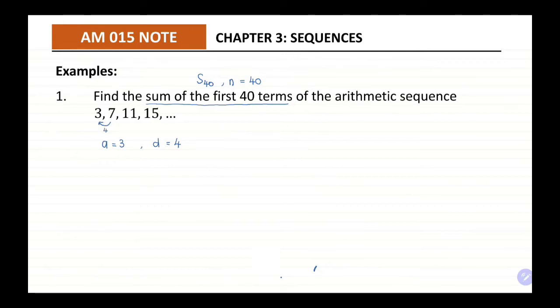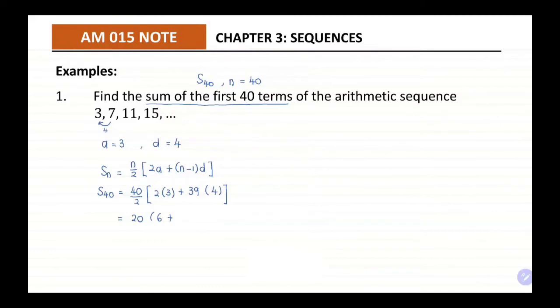Now we want to find the sum of the first 40 terms, so we take out the formula Sn = n/2 (2a + (n - 1)d). We want to find S40, so we substitute n = 40, a = 3, and d = 4. n - 1 means 40 - 1, so we get 39. We solve: 20 times (6 + 39 times 4), which is 156. Then we solve and we get 3,240.